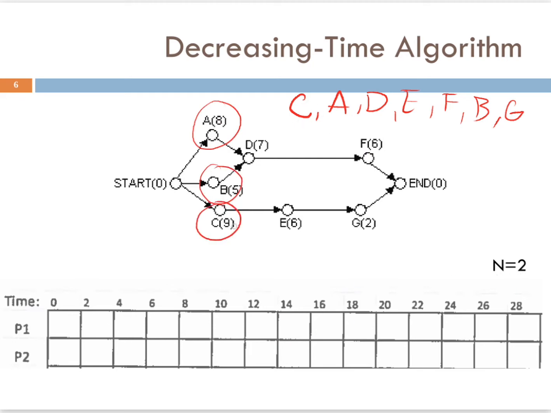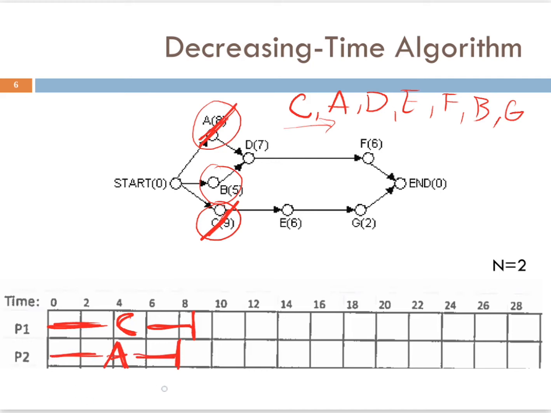needs to work on C first. So C is 9 units of time. So we're going to put C right here. Start working on C, and now processor 2 needs to work on something. We're going to work on A. So A is 8 units of time.